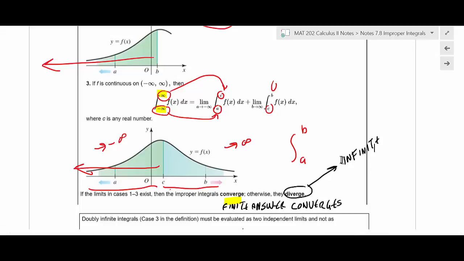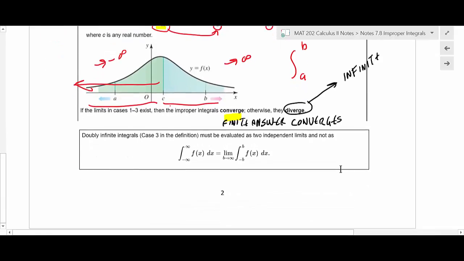Okay? So that's the way that looks. Okay, so this is kind of important. This is saying that if you're doing a limit from negative infinity to infinity, you cannot do it this way. You have to break it up into two integrals. Okay, so that's the idea.